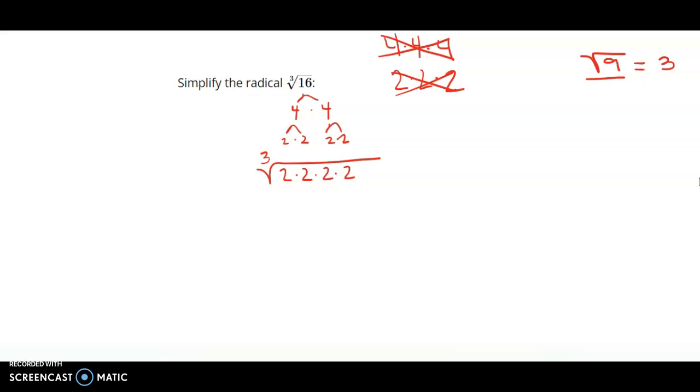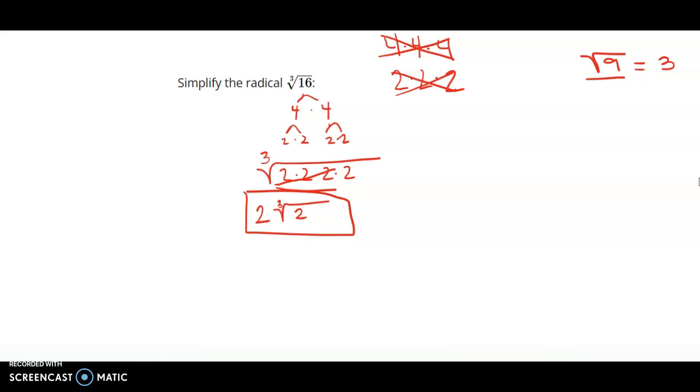So now to simplify, we can say, well, we know to take a number out, we've got to have 3 of the same number. So we have 3 2's. We can trade those for 1 2 on the outside. And then we'll be left with a 2 on the inside. So this would be the simplified form of the cube root of 16.